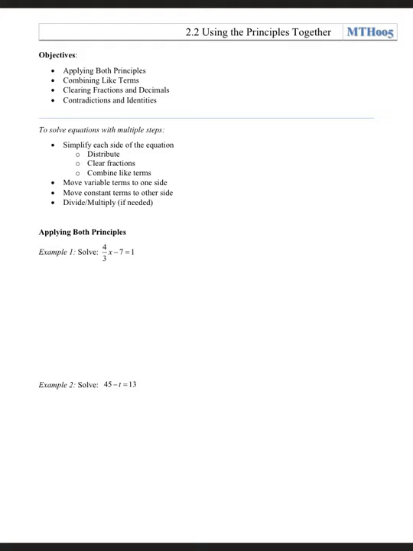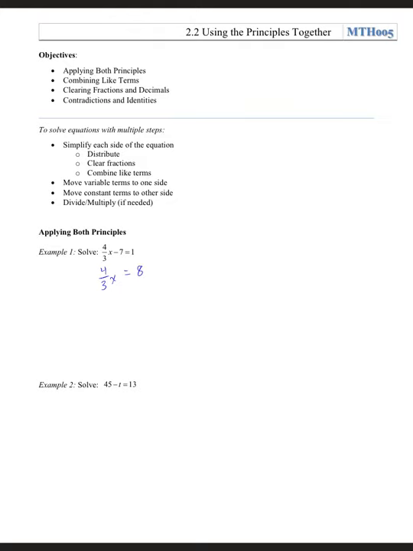So we want to think, okay, what do we know we can do? We look at the variable and we say, okay, it's being multiplied by this 4/3. There's also a 7 subtracted from it. We can address that first. So one thing we can do is add a 7 to both sides. So we're left with 4/3 x, and then when we add a 7, we get 8.